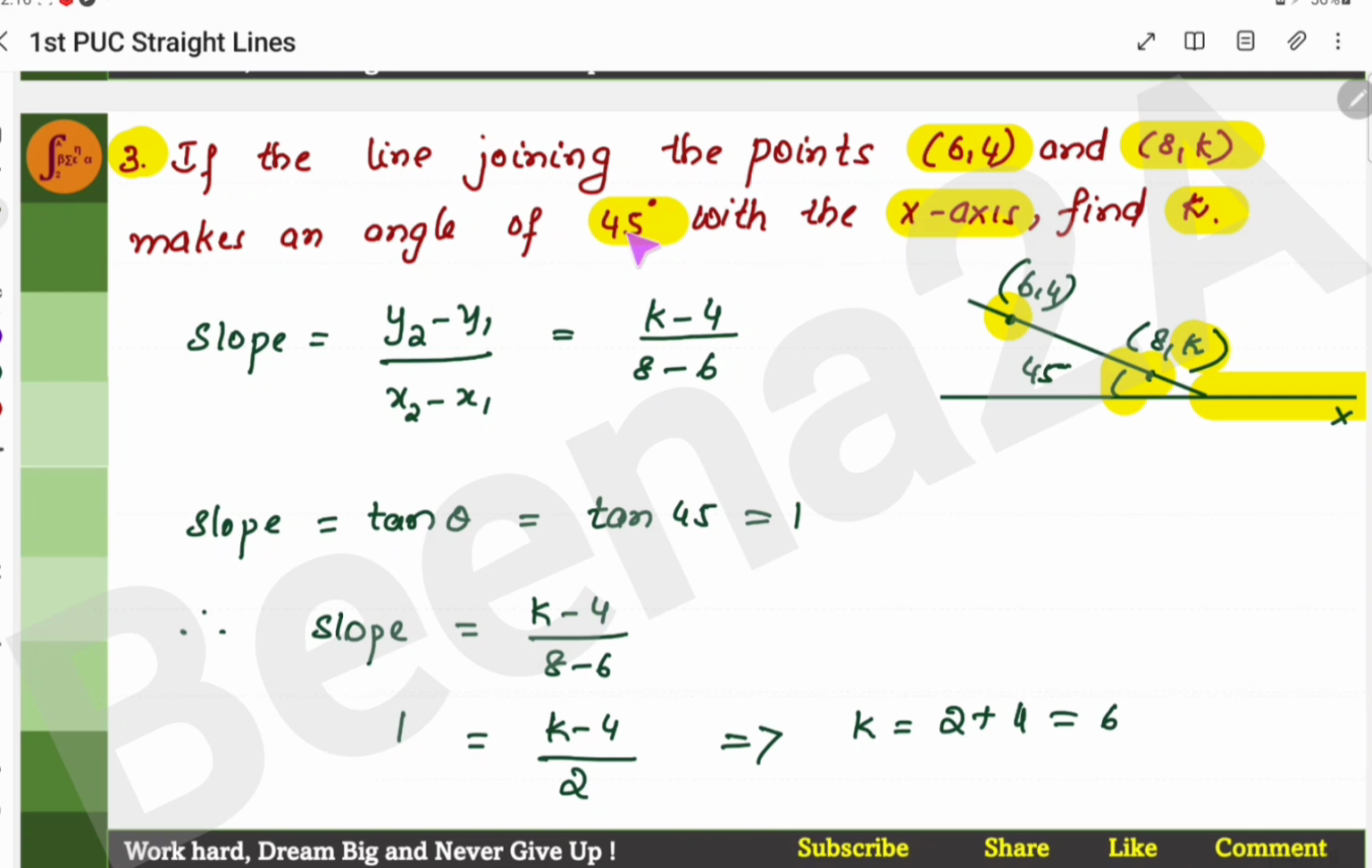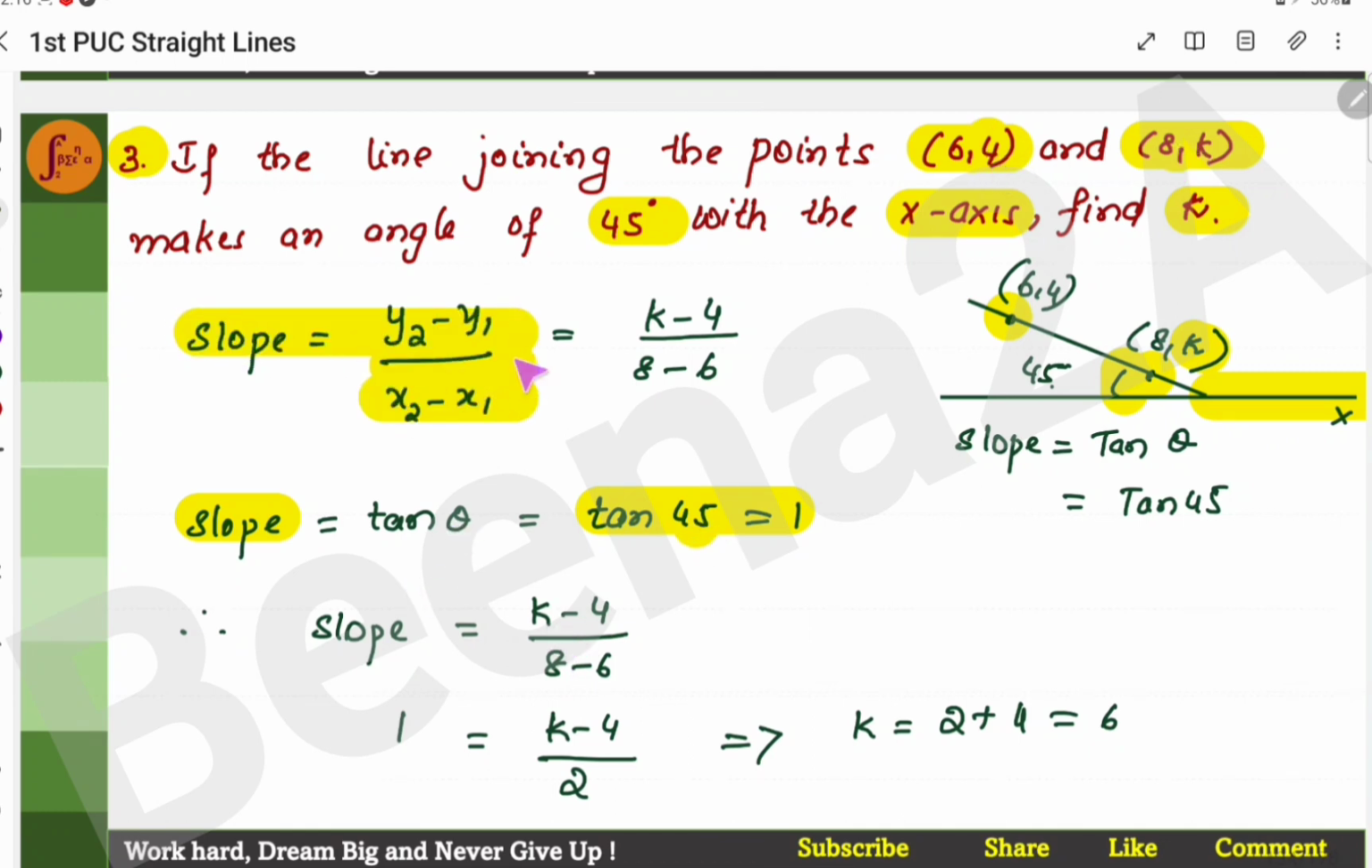So the angle is given. Now, tan 45 is the slope. What is slope? Slope is nothing but tan theta. Here we have 45, so slope is tan 45, which is 1. So you get the value of slope. There are 2 points here, so use the 2-point slope form, (y2 minus y1) by (x2 minus x1). You know the value of slope, and you substitute the coordinates and then you'll get the value of k. k is 6.